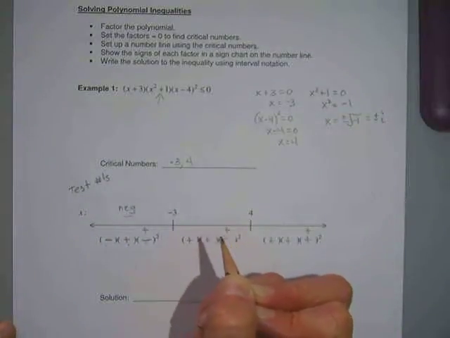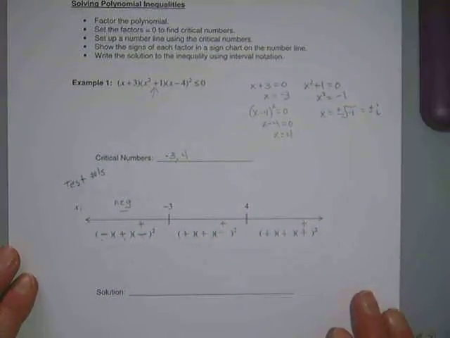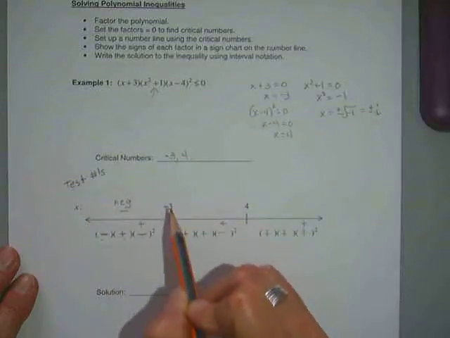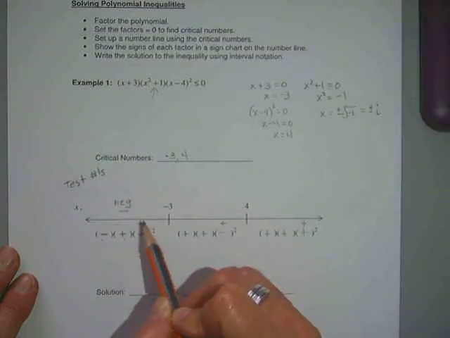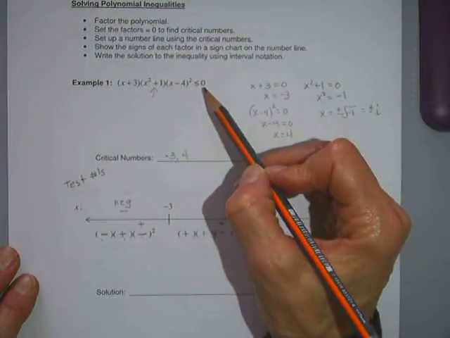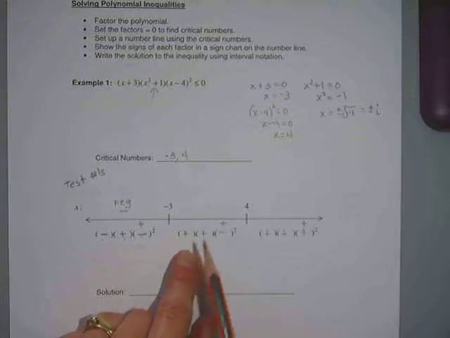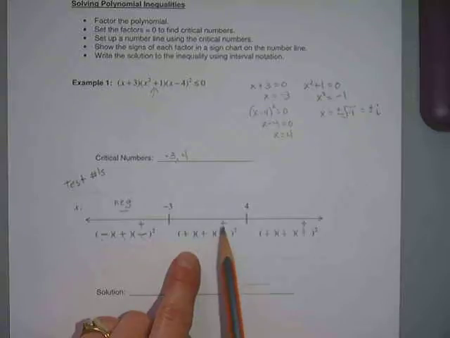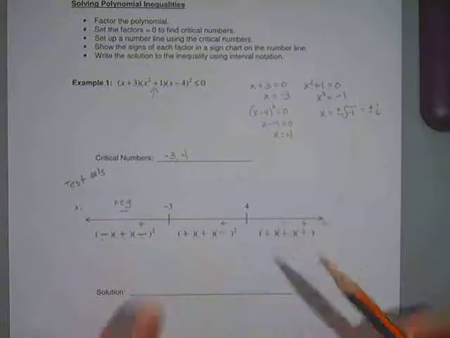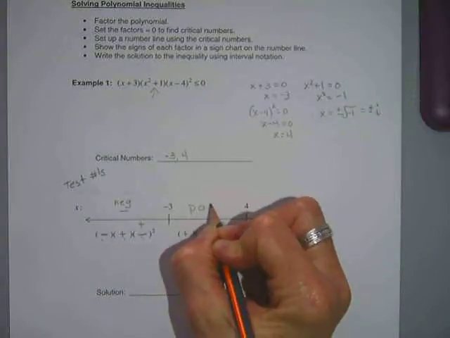A negative number. You will get a negative number. So this is going to be negative. Okay? So what that means is this interval right here is going to be less than 0. All right? And we'll get to the solution in a minute.